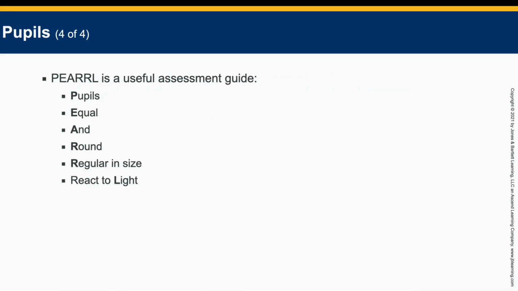To help guide your assessment, we also often use the mnemonic PEARRL. This stands for pupils equal and round, regular in size, reactive to light. When you assess a patient's pupils, you're looking to see that both pupils are the same size, that they're round, they constrict appropriately when exposed to light, and if the pupils are unequal, irregularly shaped, fixed, or slow to react to light, this can indicate a possible neurologic problem, a head injury, or other medical condition. As part of your neuro assessment, always remember to observe the pupils carefully and document any findings clearly.